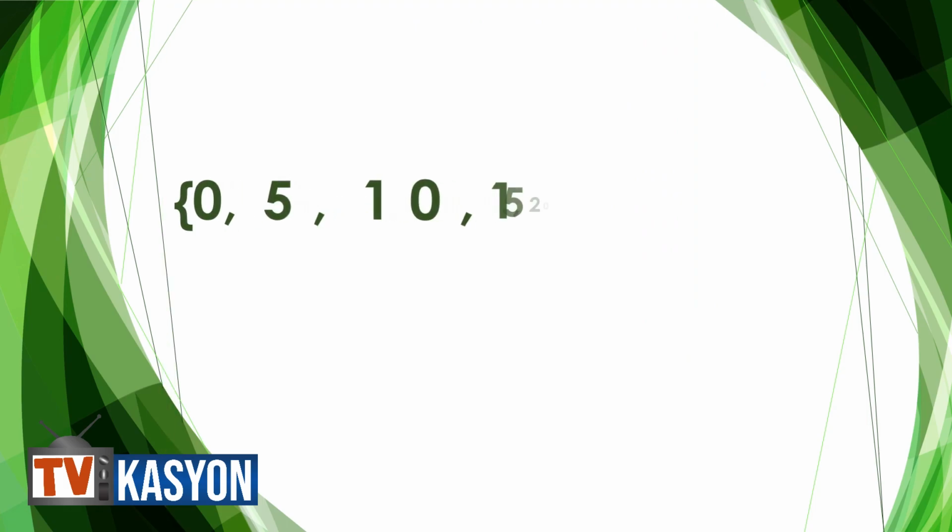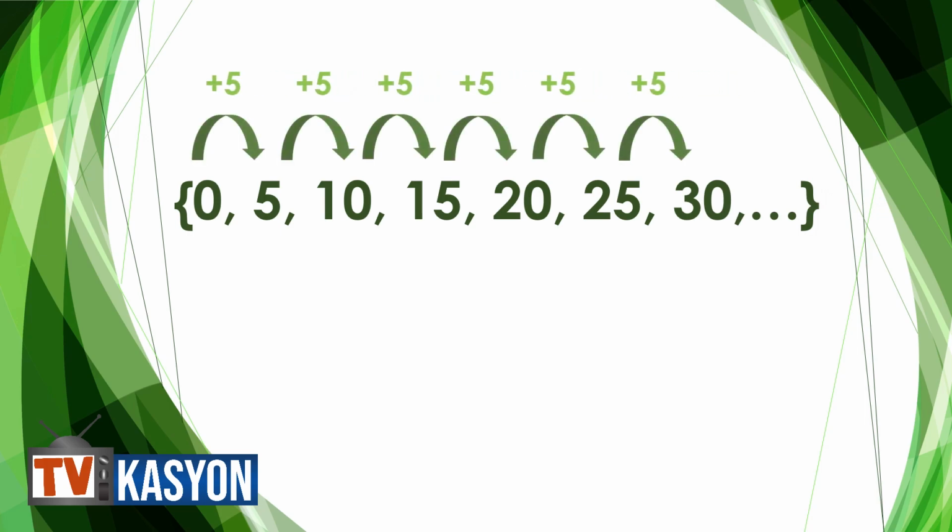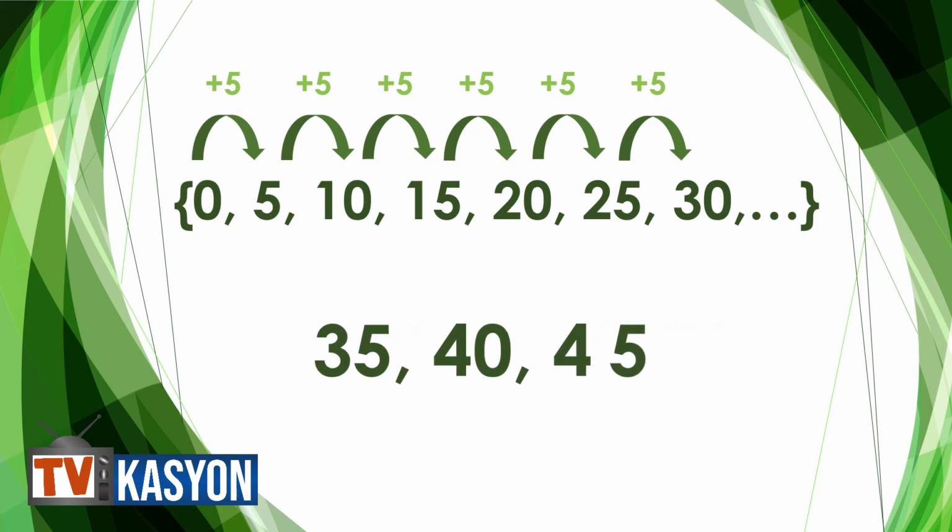Now, consider this set of numbers: 0, 5, 10, 15, 20, 25, 30. What would be the next 3 terms after 30? Notice that each term after the other increases by 5. So the next 3 terms would be 35, 40, and 45. Do you have the same answer as mine? I suppose you got it correctly.